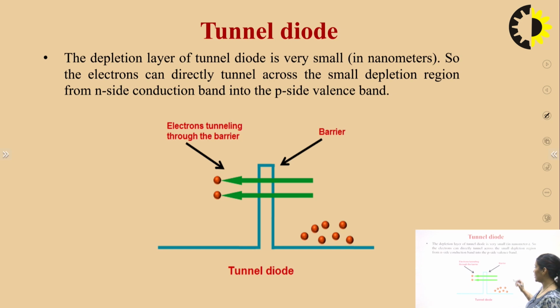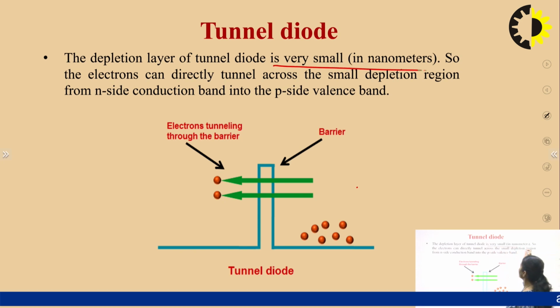This is the diagram which is showing the condition how this transfer takes place through the tunnel. The depletion region of tunnel diode is very small, as I have already told you, it's in nanometers. So the electrons can directly tunnel across the small depletion region. This is how the electrons move from one region to another. So this is the barrier. As we can see that this is very thin. So electrons are tunneling through the barrier.